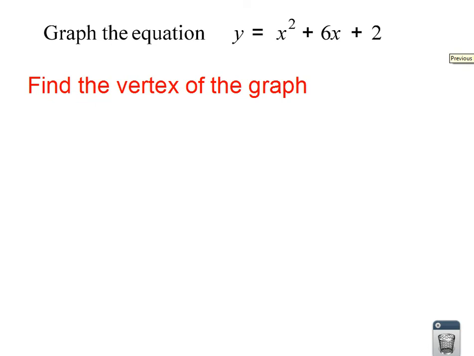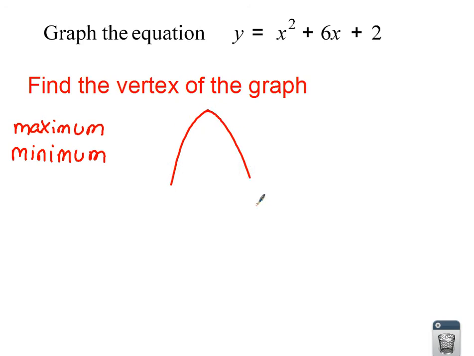Now the next part is finding the vertex of the graph. That is going to be either the highest point or the lowest point of the parabola, and we would call that either the maximum or the minimum. In the maximum, your parabola is going to be going downward, and your vertex is going to be at the tallest point of the parabola, or the highest point. That's why it's the maximum.